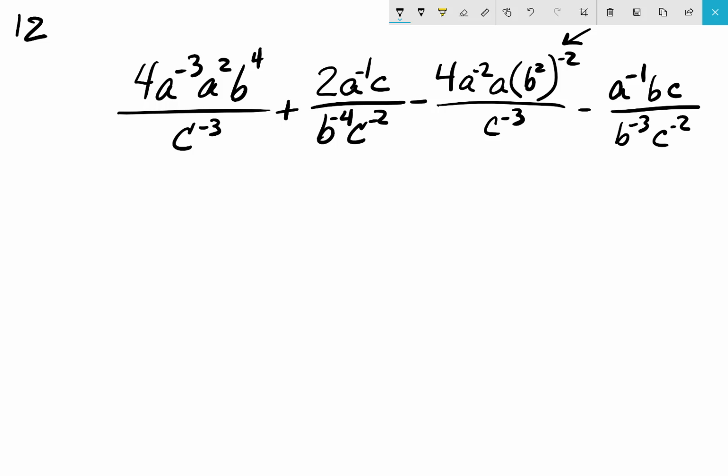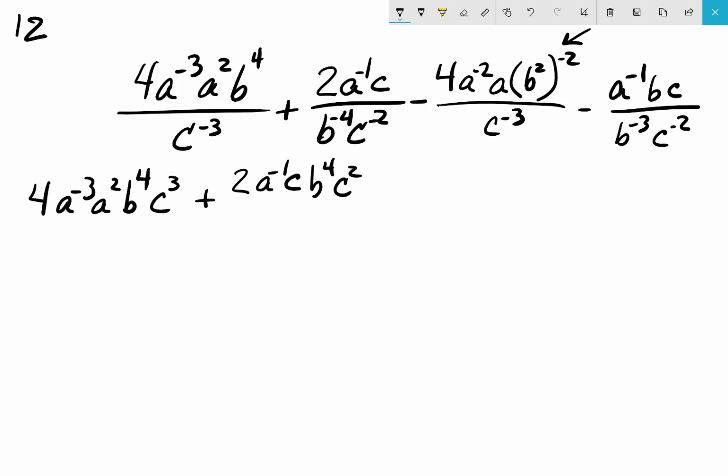All right, so for the first fraction, I've got 4a to the negative 3, a squared, b to the fourth. I'm going to move that c to the negative 3 up, so it'll become c to the positive 3. Now I've got an addition sign. The numerator is 2a to the negative 1c. I'm going to move everything up to the numerator so that b to the negative 4 is going to become b to the positive 4. That c to the negative 2 will become c to the positive 2.